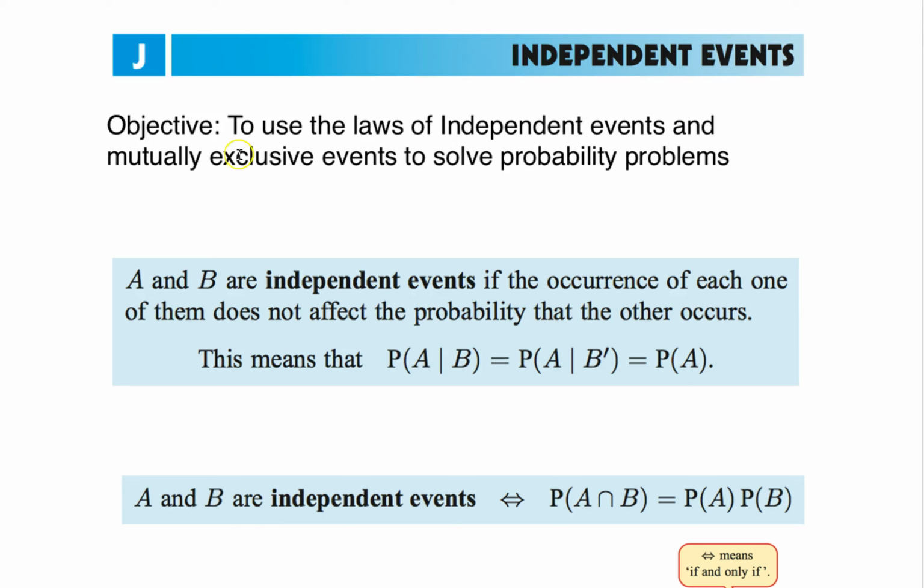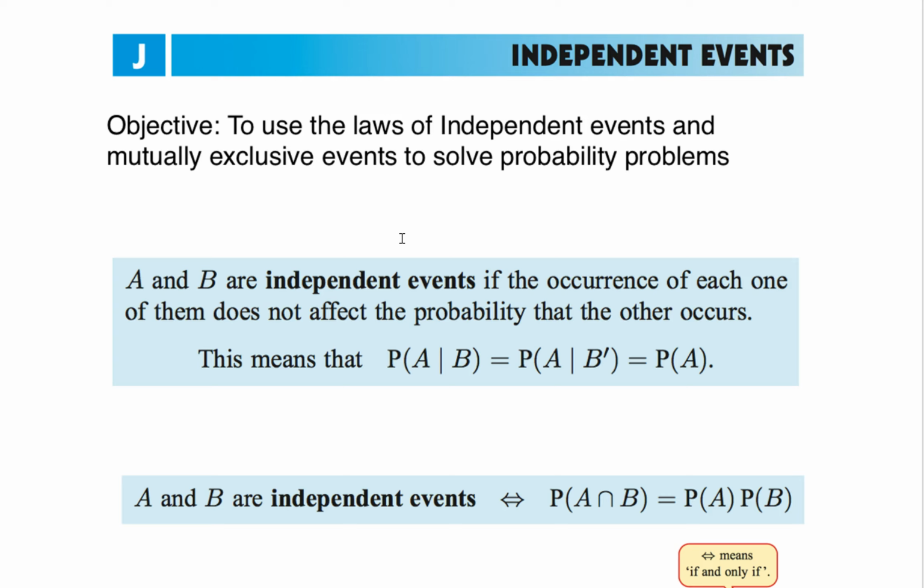Independent events. Objective: to use the laws of independent events and mutually exclusive events to solve probability problems. That's kind of what we're going to do this lesson. We're talking about using these two laws we haven't really talked about yet: independent events and mutually exclusive events to solve problems. So it's basically like we're wrapping up this whole chapter.